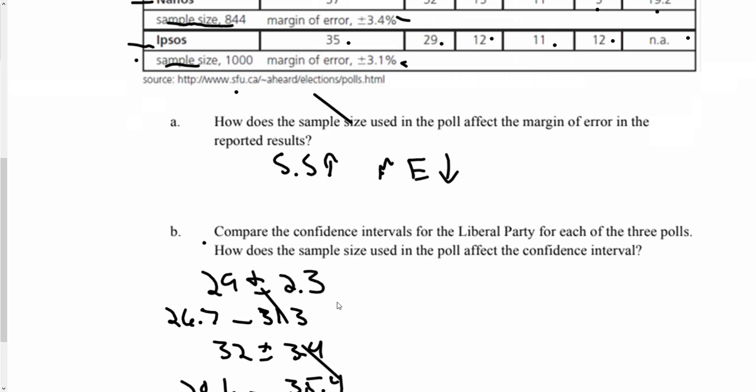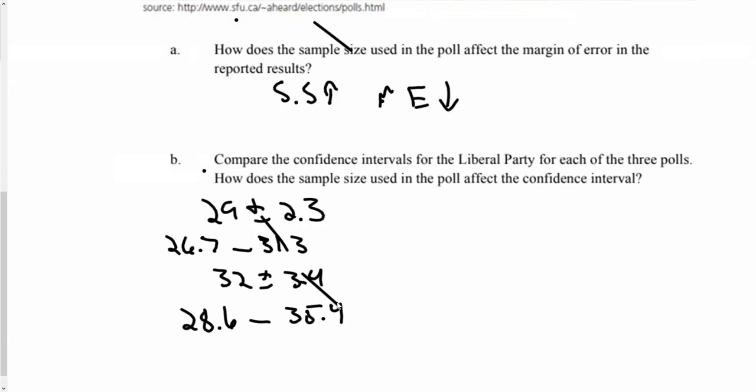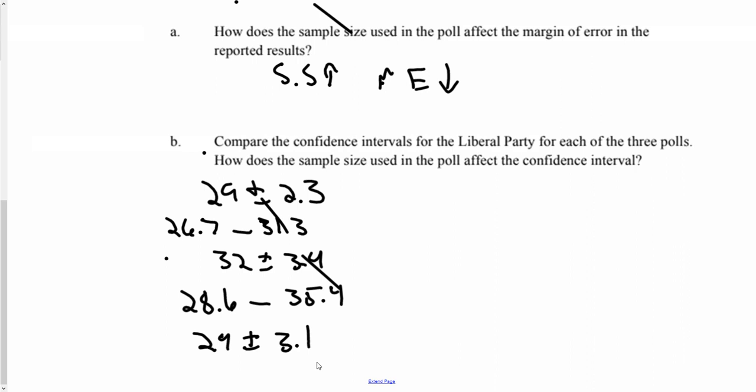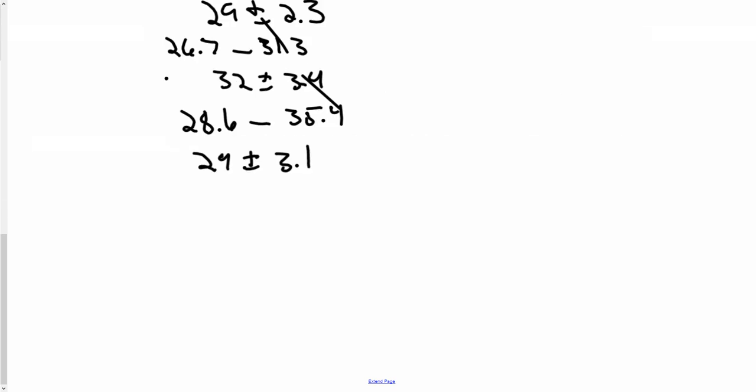And then if we look at the Ipsos one, lastly, which was at 29, plus or minus 3.1, you're going to get a range from 25.9 to 32.1. Okay? And that's how these work.